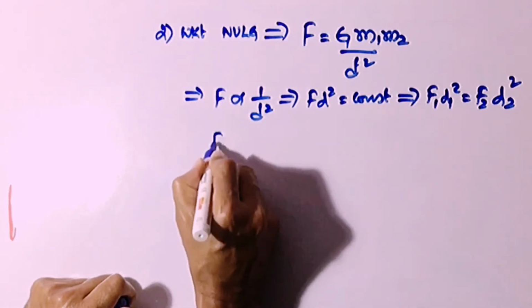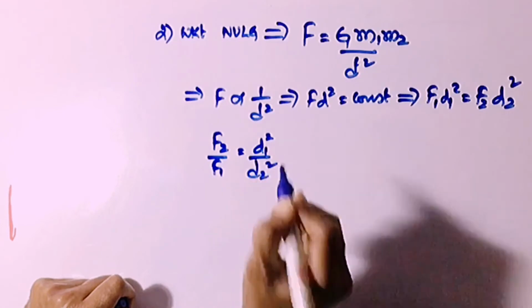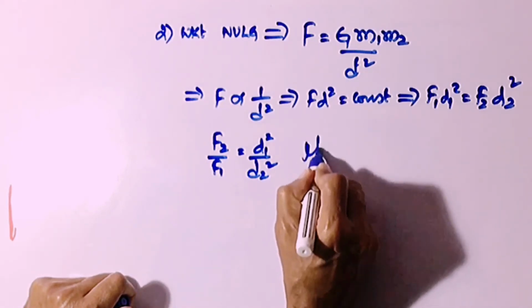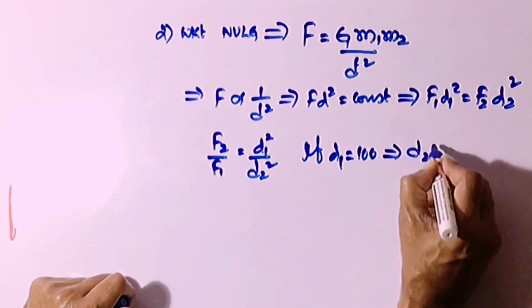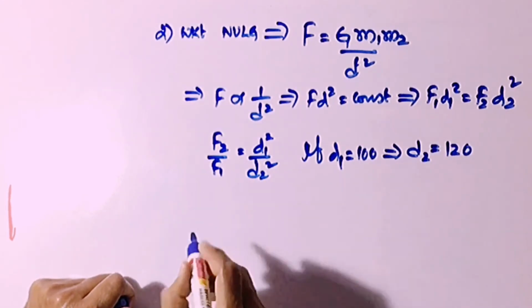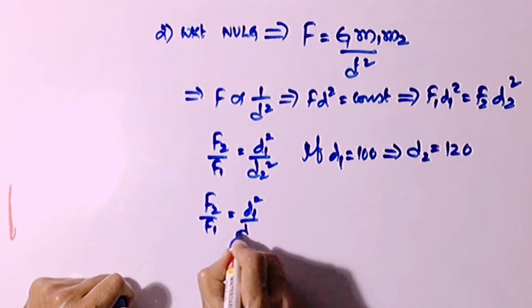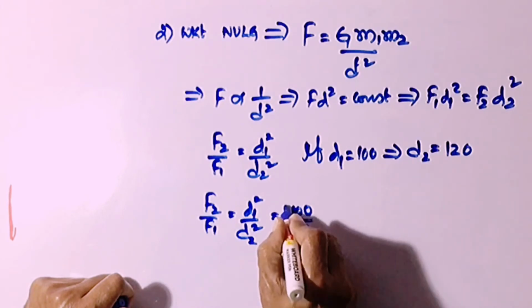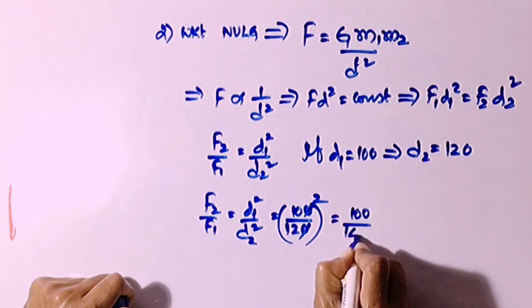Now from this, what we will do is, we will take up F2 by F1, which is equal to d1 square by d2 square. Now, the question says that the distance of separation increases by 20%. So, if d1 is taken as 100, it implies d2 is equal to 120. We'll substitute here. F2 by F1 is equal to d1 square by d2 square, which is equal to 100 divided by 120 whole square. Zeros get cancelled, so we have 100 by 144.